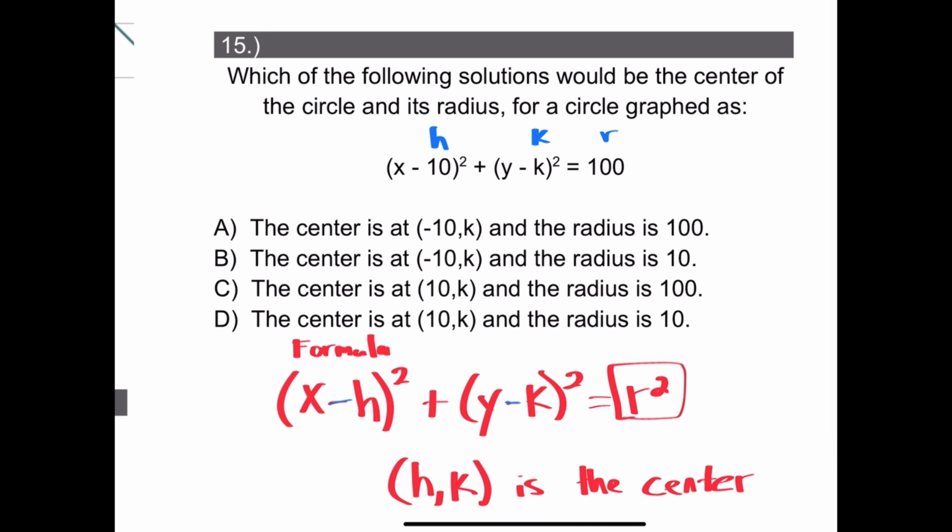So looking at the equation they have given there, we notice because of the negatives, H is actually positive 10. So it could be C or D here. The K is there as well. And because of the R squared, we actually want a radius of 10 because 10 squared is 100. So my answer for that one is D, and we're done.